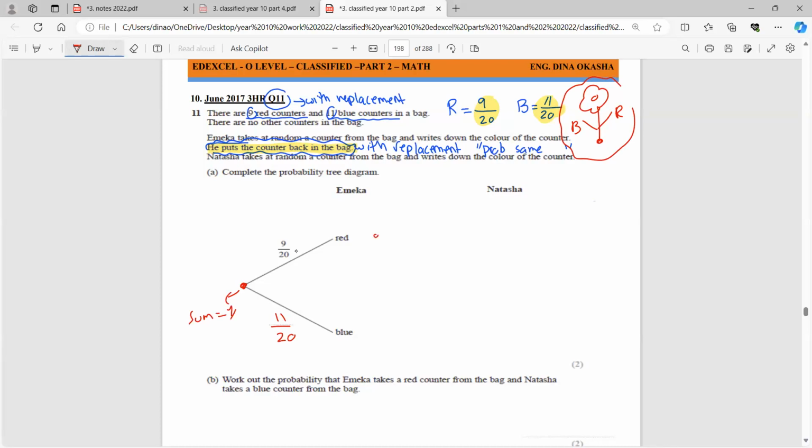Now from every outcome, I will create a new tree with the same order of the letters. Please, guys, let's not change it. Start with the red and then the blue. So you draw the branches and then you write the numbers. All the red will be 9 over 20 and all the blue will be 11 over 20.